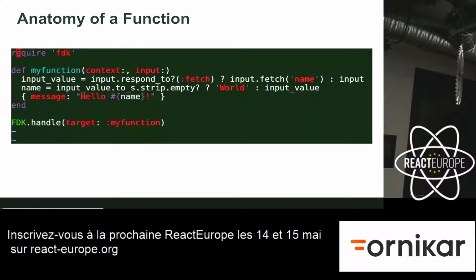So here is hello world as an fn function. So we require the FDK, that's the function development kit, and then you've got your function. There's the context, which is metadata around the call. There's the input, and in this case we see if the input's got a name field in it, and if it has, we say hello name, and if it doesn't, we say hello world. And then we call the handle method of the FDK.